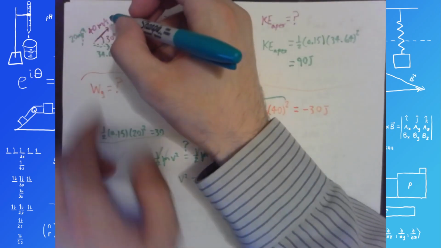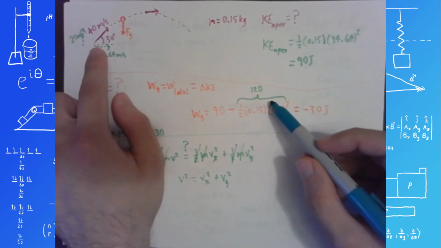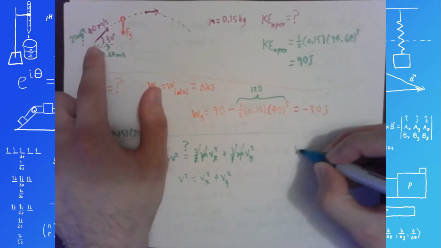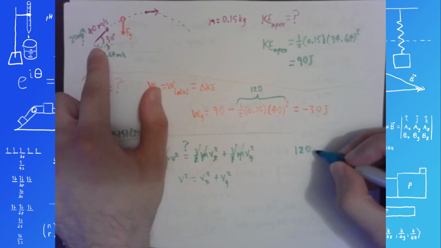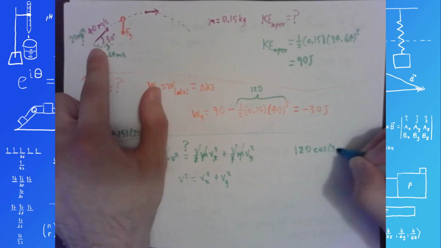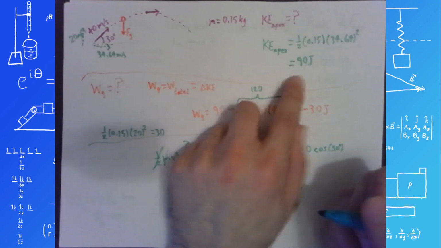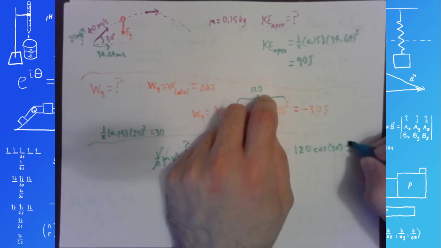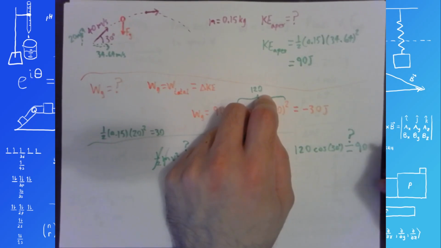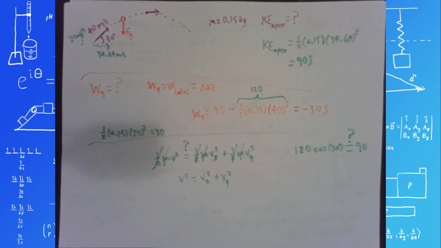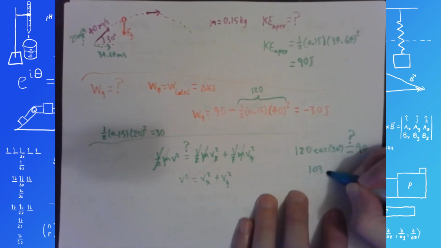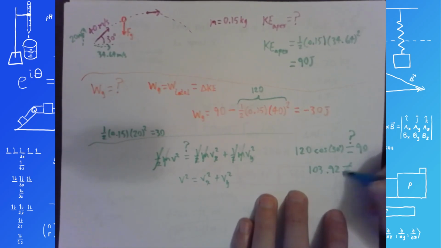What if I did, so if I go ahead and calculate, this was 120. Let's say 120 cosine of 30, does that equal the kinetic energy of the horizontal component? Does that equal 90 joules? It better not. I mean, I can already see that it's not, but let me see what the calculator gives us. 103.92. Yeah, that's definitely not the case. 103.92 most definitely does not equal 90.